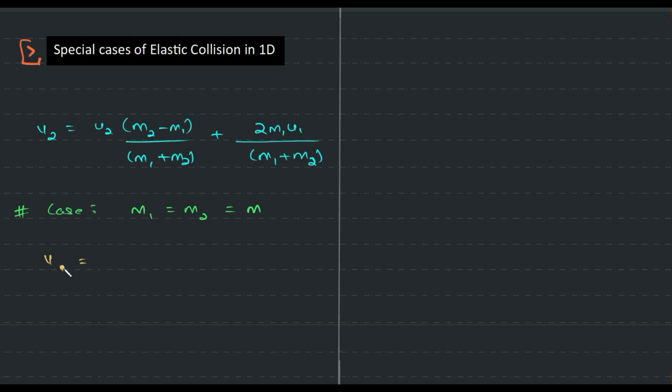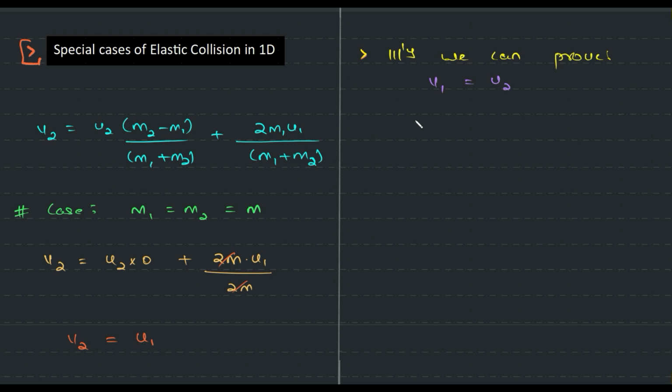So v2, as per the above equation, will be equal to u2, which will be 0, right? Plus 2 times m times u1 divided by m1 plus m2, which will be 2m. So this and this will get cancelled. So basically we'll end up with v2 is equal to u1. Okay. Similarly, we can prove v1 will be equal to u2.